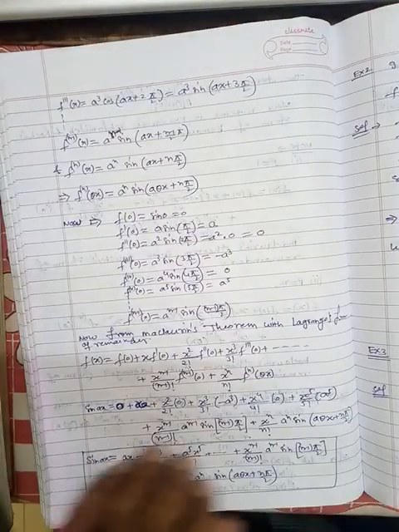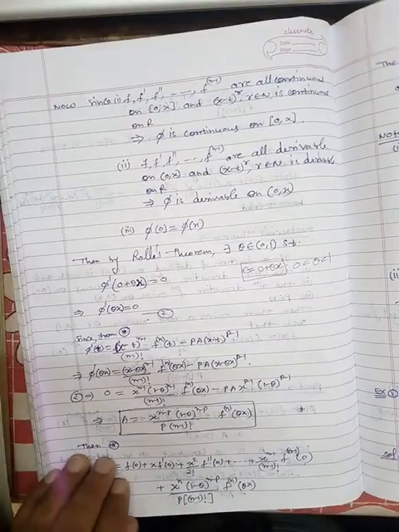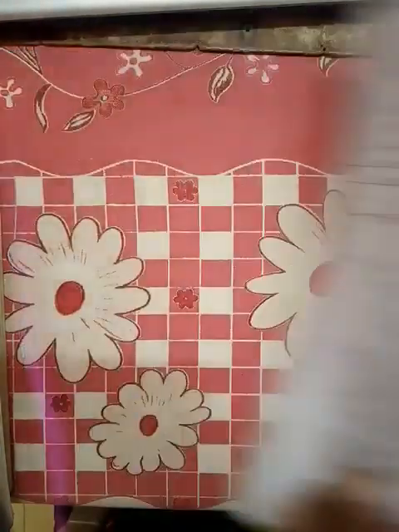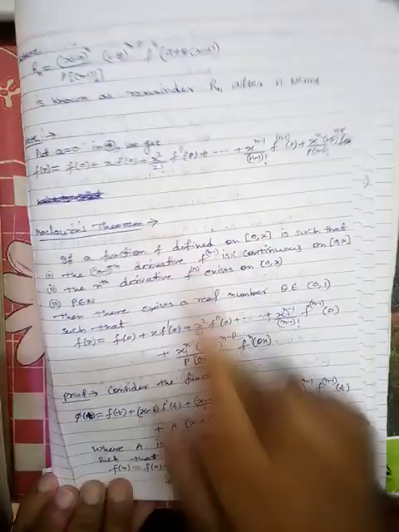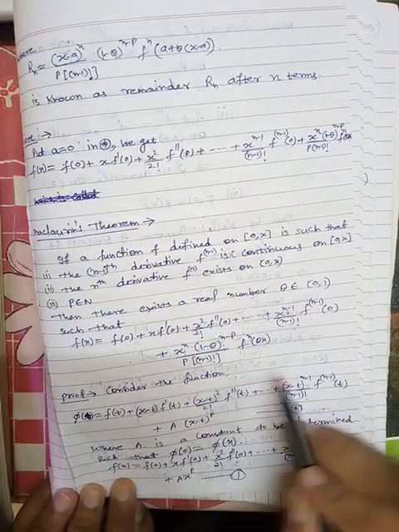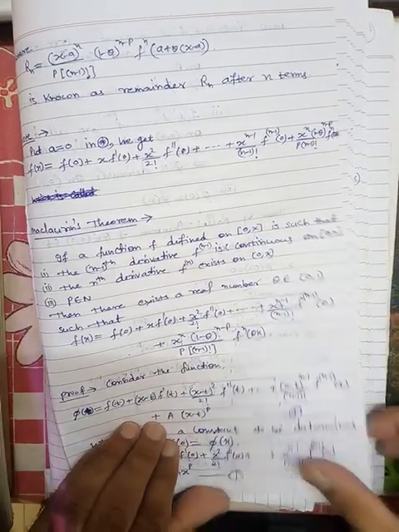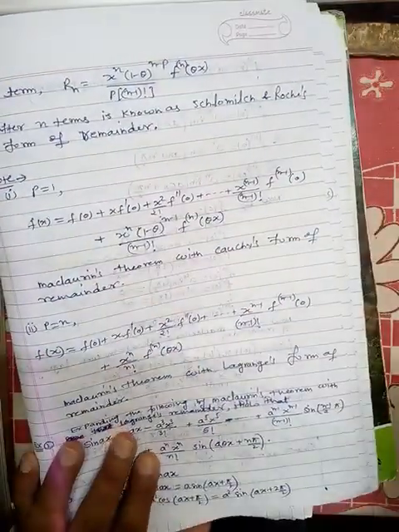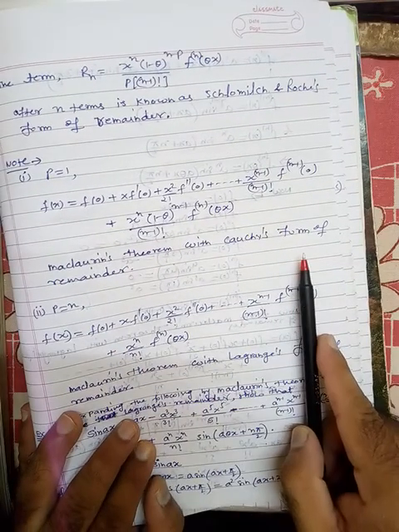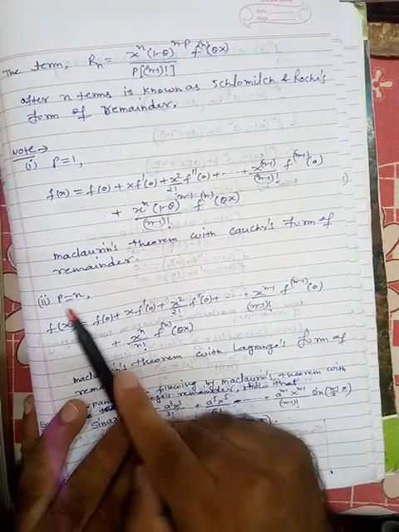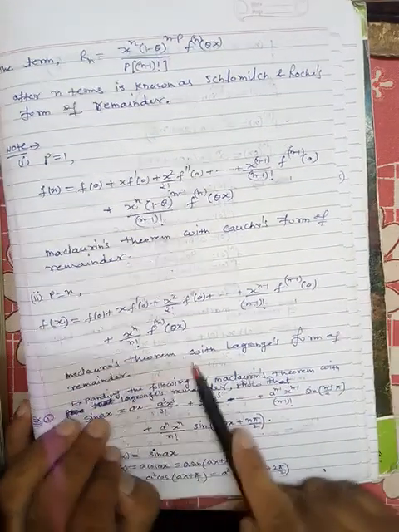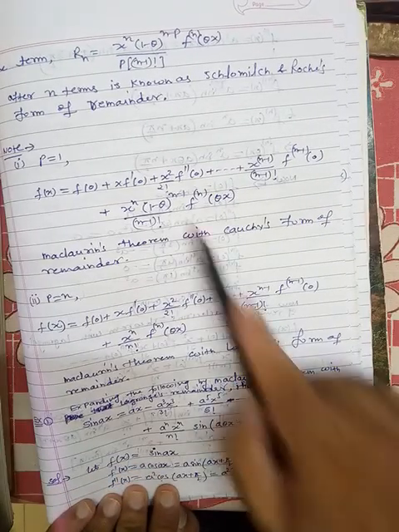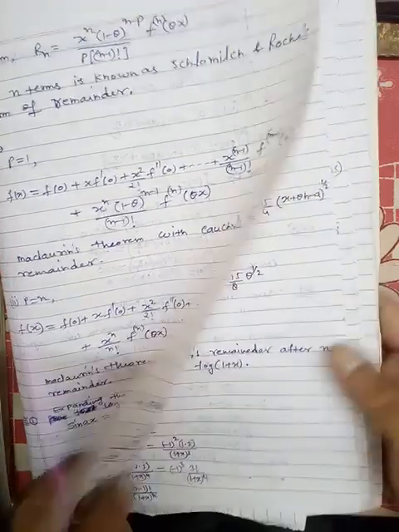We have already discussed this. This was Maclaurin's theorem, and this is the expansion. We have its two variants, Lagrange's form of remainder and Cauchy form of remainder. When p is equal to 1, we have Maclaurin's theorem with Cauchy form of remainder. When p is equal to n, we have Maclaurin's theorem with Lagrange's form of remainder. So we will use these as per the need.